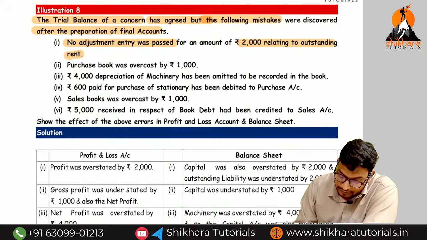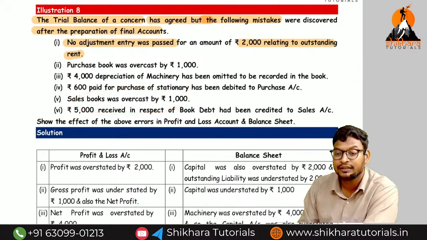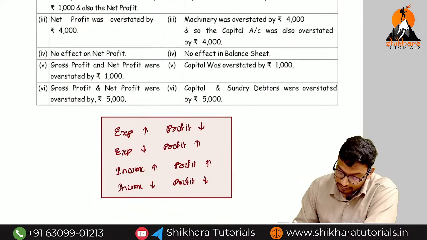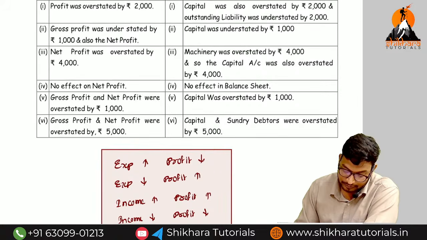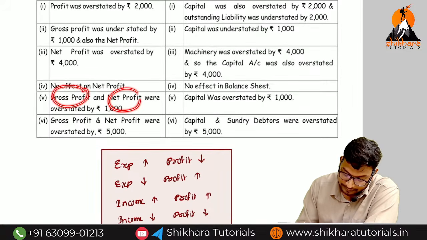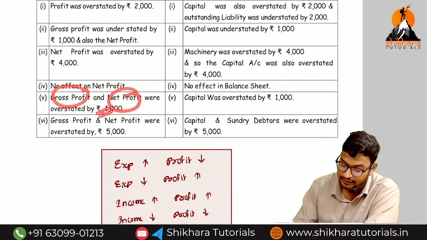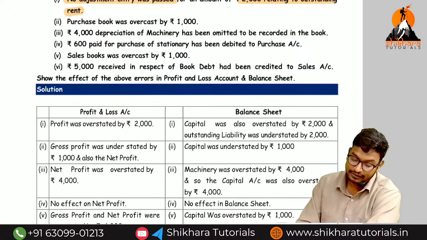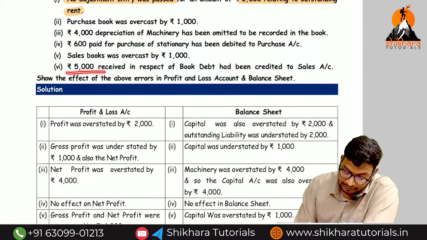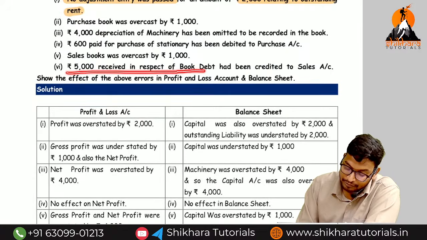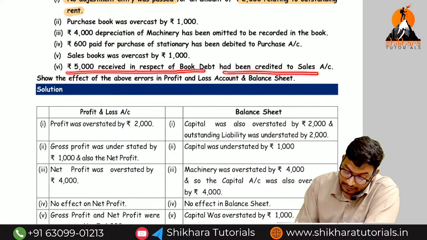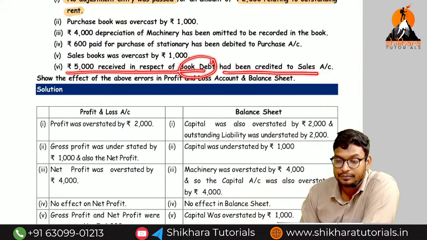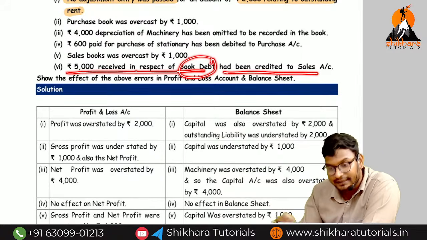Next, sales book overcast. Sales overcast means income is more. If the income is more, profit is more, capital is more. So gross profit and net profit will be overstated by 1000, and capital will also be overstated by 1000. And rupees 5000 received in respect of a bill of exchange has been credited to sales. We have received it as a bill of exchange, so what is the entry we need to write? Debtor gave the amount.